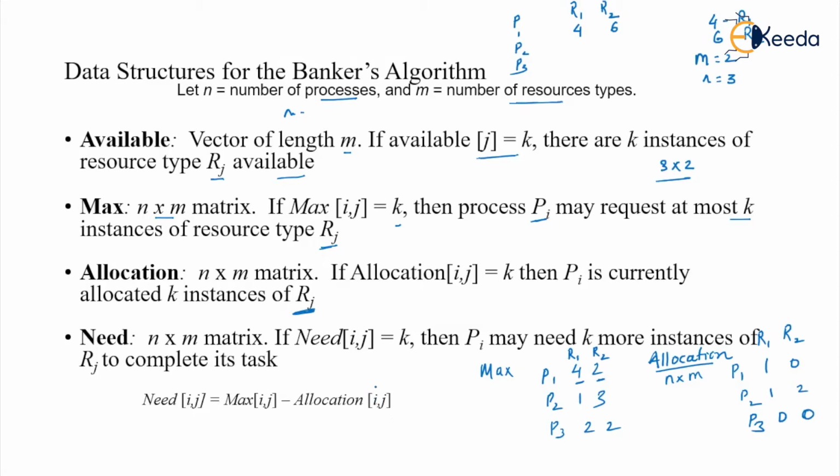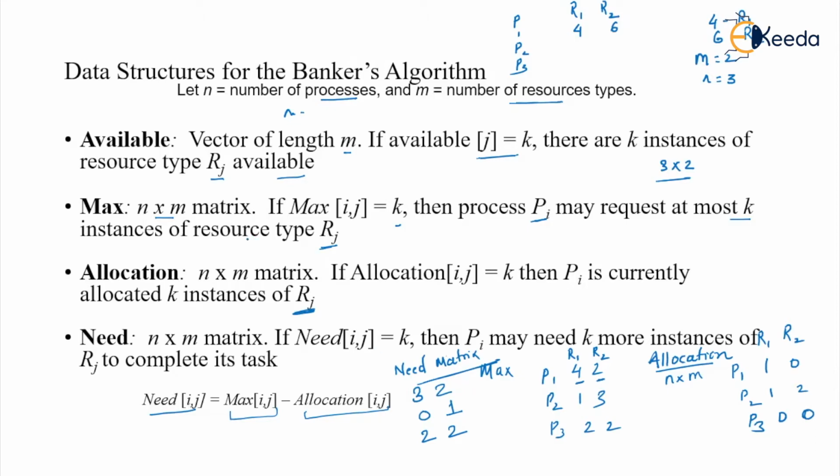Need is an n cross m matrix, and it is the remaining requirement. So what is the requirement here? Maximum is 4, allocated is only 1. So the need matrix is 4 minus 1, that is 3; 2 minus 0 is 2; 1 minus 1 is 0, and 3 minus 2 is 1; 2 minus 0 is 2, and 2 minus 0 is 2. So that is your need matrix, and that will come as Need[i][j] equal to Max[i][j] minus Allocation[i][j].